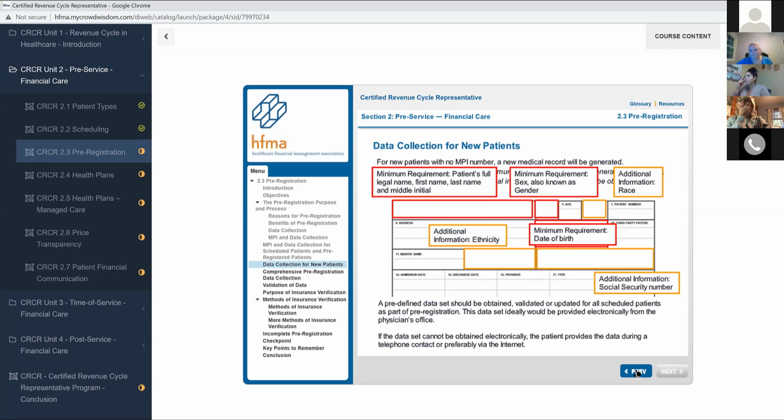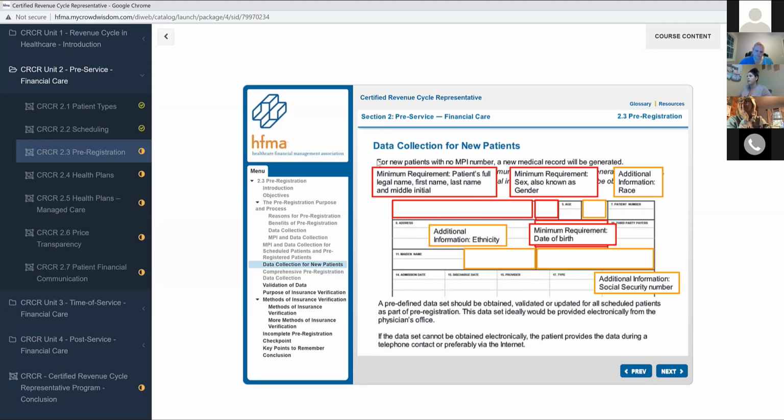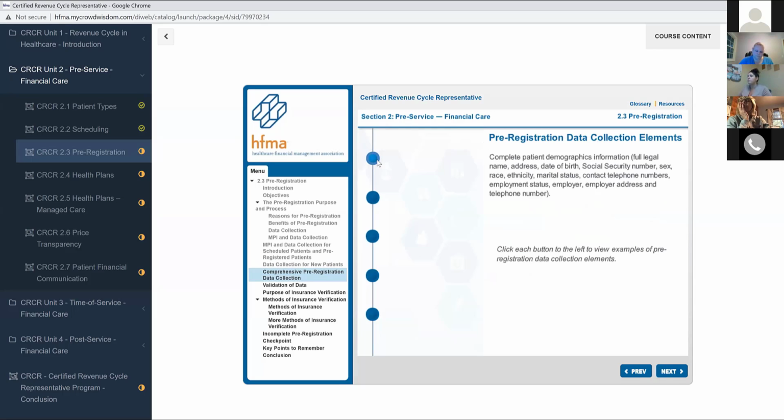Okay, so comprehensive registration data collection. Let's just click these bubbles. Do they change? Yeah, they change. Okay. Complete patient demographic information. Again, this is your full name, address, date of birth, social, sex, race, marital status, et cetera. That is part of the patient demographics. Then you'd want the complete guarantor information if the guarantor is not the patient.